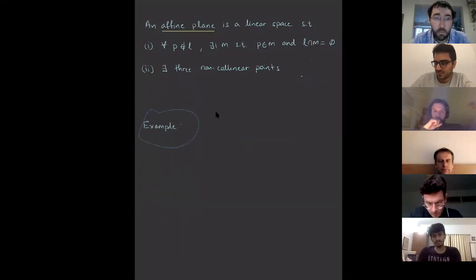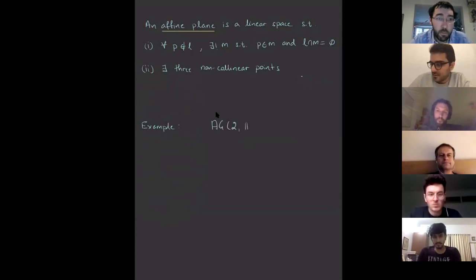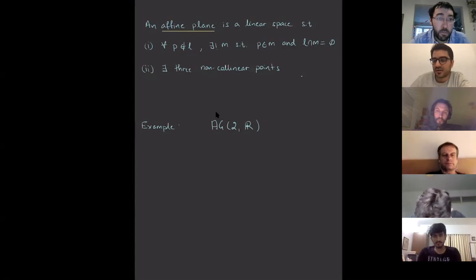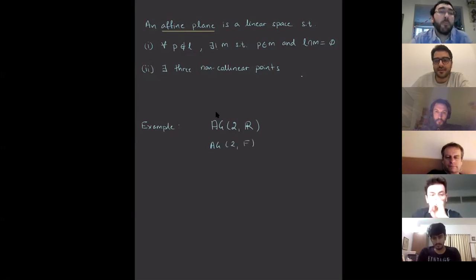And of course, as I said, we are abstracting out the definition of the real plane. So I will denote the Euclidean affine plane by this notation, AG(2, R). This is affine geometry, dimension 2, and this is your field R. Here the points are R squared, so the Euclidean plane, and lines are all the lines of your Euclidean plane. Of course, you can do the same thing over any arbitrary field, F.